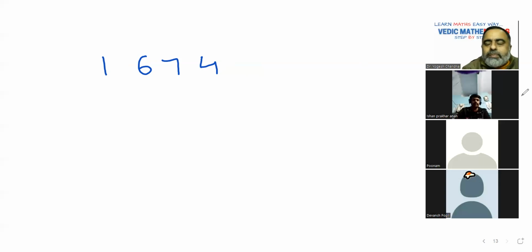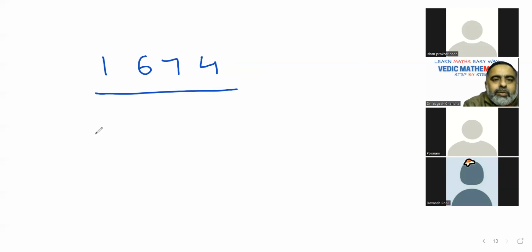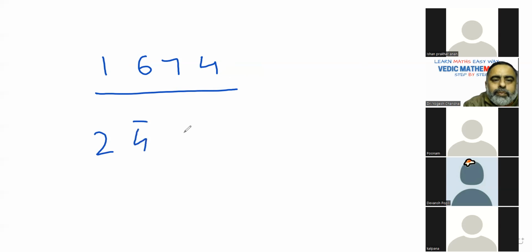What is the answer now? Yes, Sudhanshu. Sir, 2 4 bar 3 bar 4. 2 4 bar 3 bar 3 bar 3 4 bar 3 bar 4.